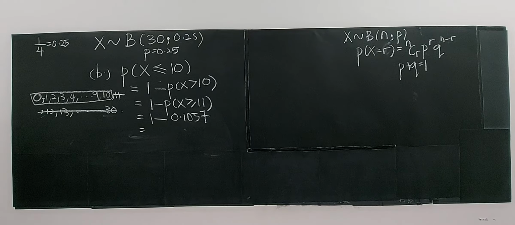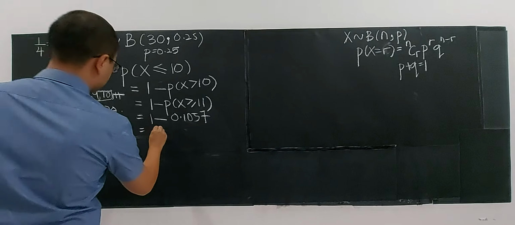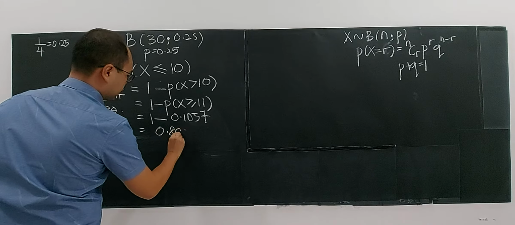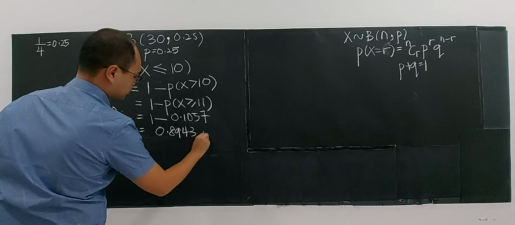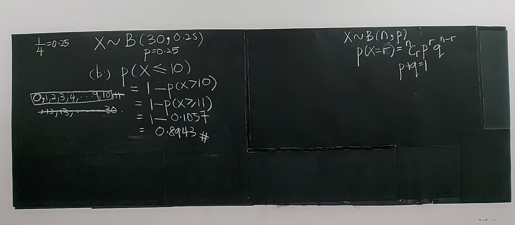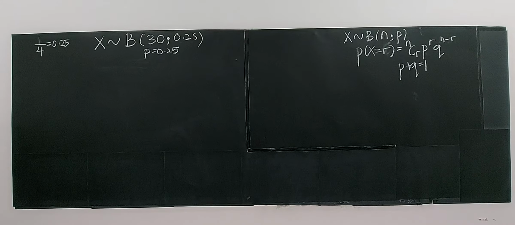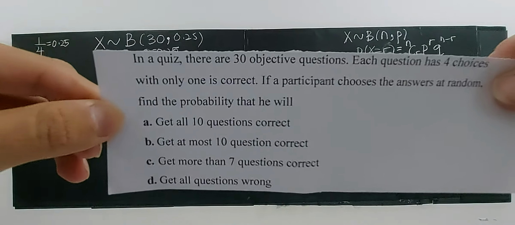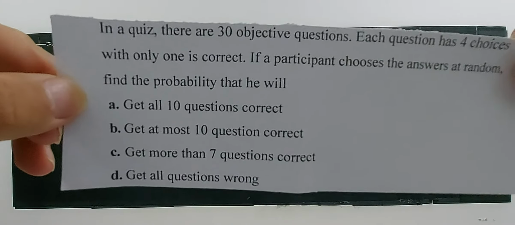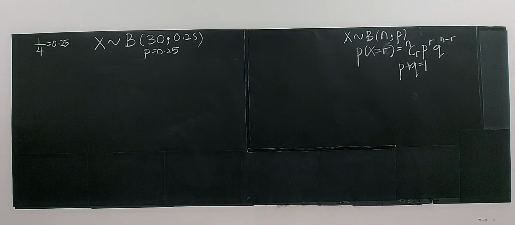So then you will eventually get your answer for this question. The answer will be 0.8943. This will be your answer for part B. Okay, look at part C. Get more than 7 questions correct.